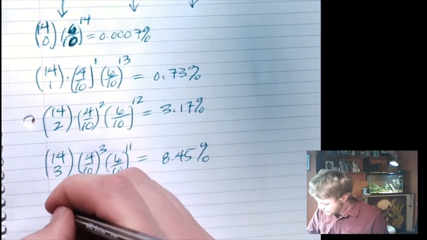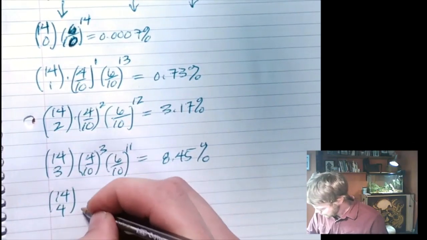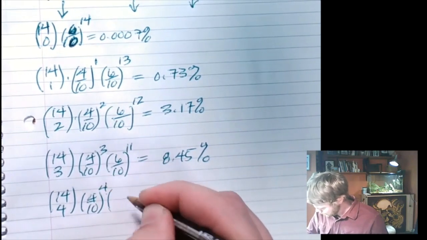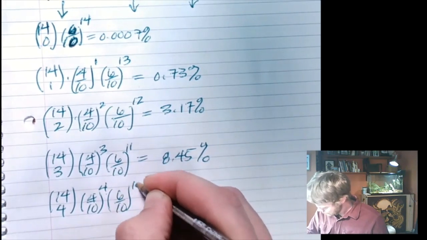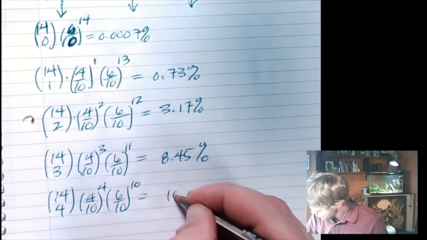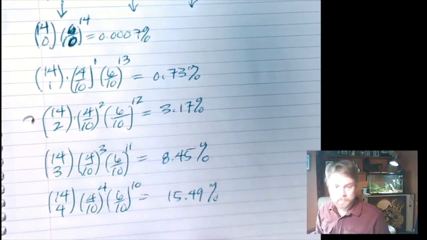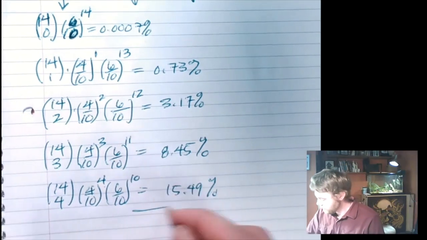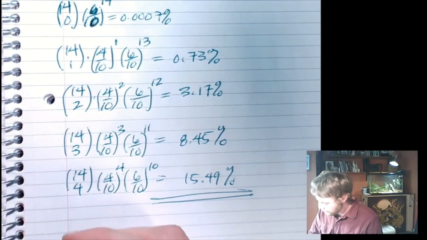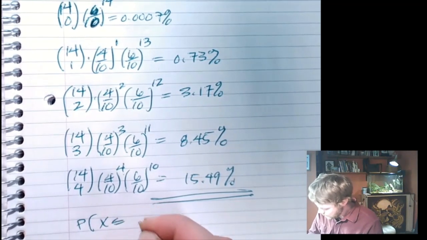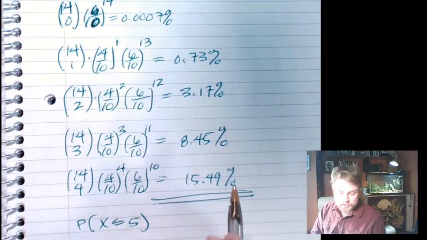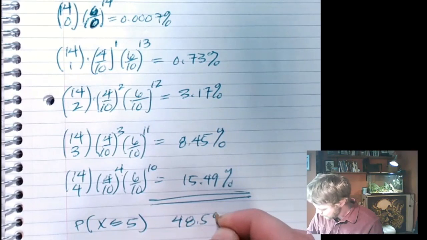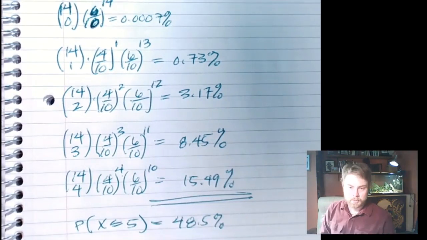Okay, and lastly, all right, so we did each one of these and we add them all up. Probability X is less than or equal to 5. If we add each of these up, it's close, it's called 48.5%, if we round a little bit there on the numbers.